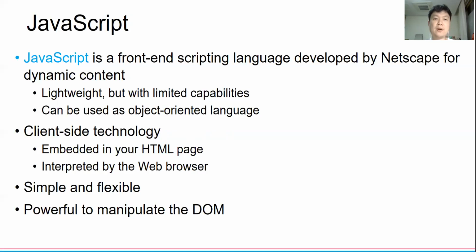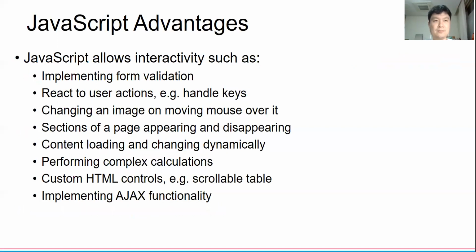And then it is interpreted by the web browser. Whenever you use a browser like Chrome, Internet Explorer, or another browser like Safari, you can use JavaScript. People say it's simple and flexible, so you will see why it is simple and flexible, and it is powerful to manipulate the Document Object Model. As I mentioned, I will not explain the details about the DOM, but in some parts you will learn a little bit about it.